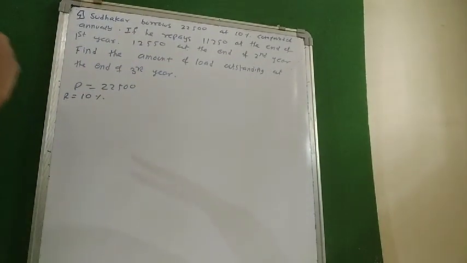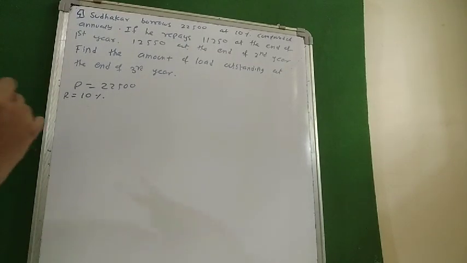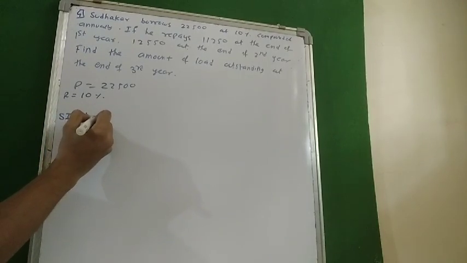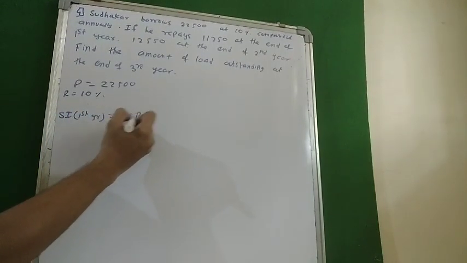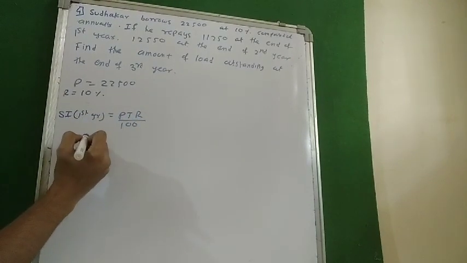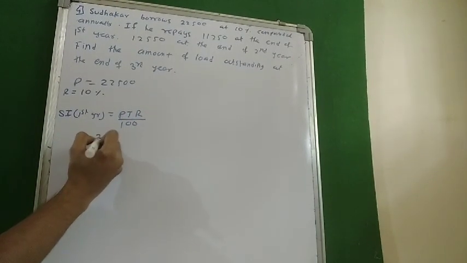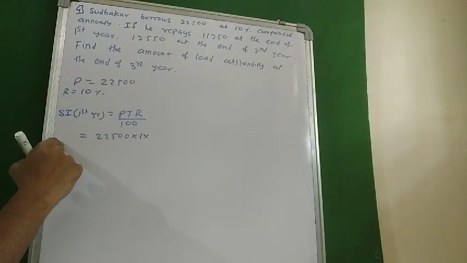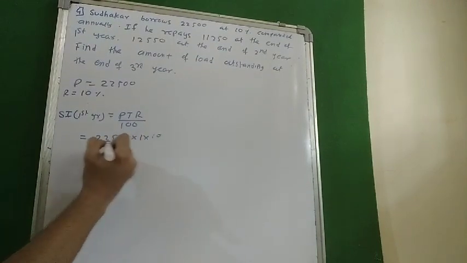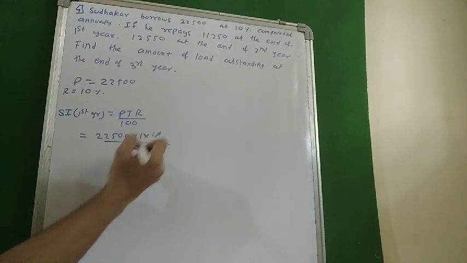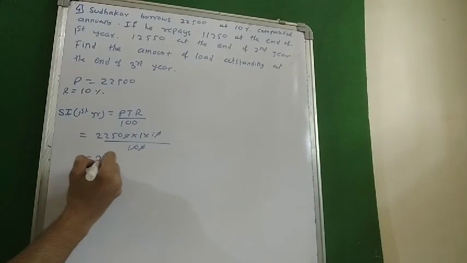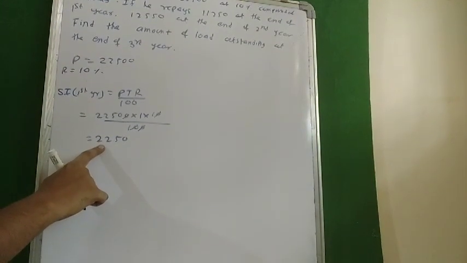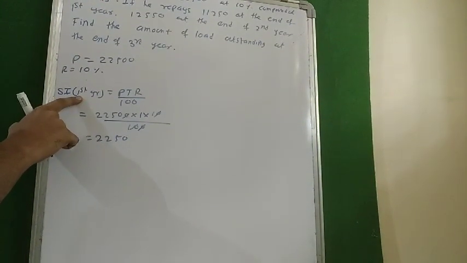So we'll do it step by step. We'll do all the calculation for the first year first. The simple interest for the first year is equal to PTR upon 100. So what is the principal? Principal is 22,500. Time is 1 year as we are calculating for the first year. Rate of interest is 10 upon 100. So 0 0 cancel, 0 0 cancel. I'll have 2250. So this is the interest accrued after first year.